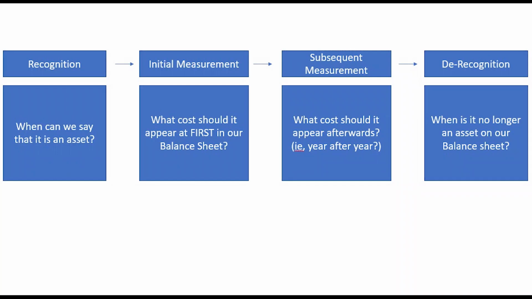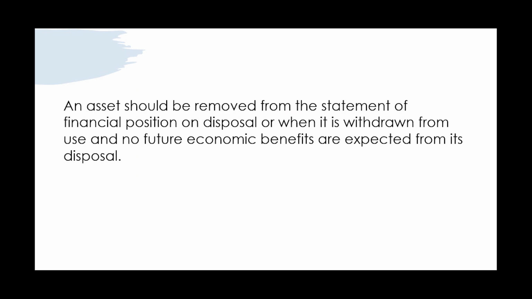So let's go to derecognition. We would have seen this as the fourth phase of an asset. First one is recognition, initial measurement, subsequent measurement, and then derecognition, which talks about when we can take the asset off of our balance sheet. So when we can do this is if it is withdrawn from use, it is no longer of use to us, or if it's sold or scrapped, which ultimately means that no more future economic benefits are expected from this asset and from its disposal. Then this should be derecognized.